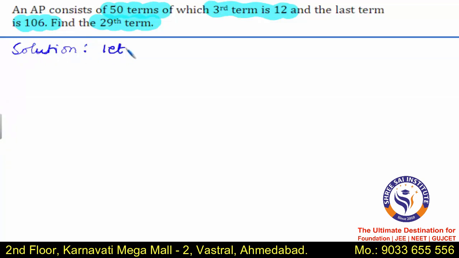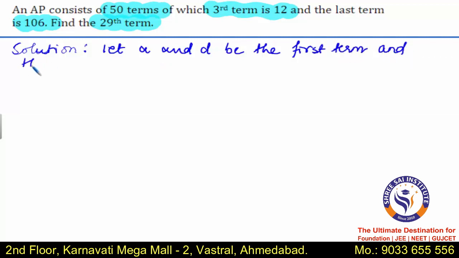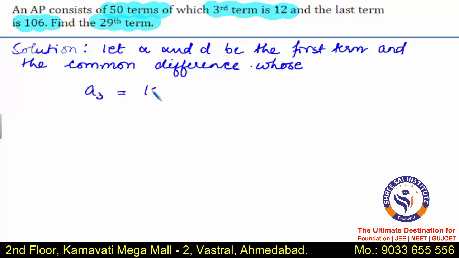For the given AP, let A and D be the first term and the common difference whose third term and the last term is given, that is A3 is equal to 12, and since there are 50 terms, therefore the 50th term, which is the last term, is 106.